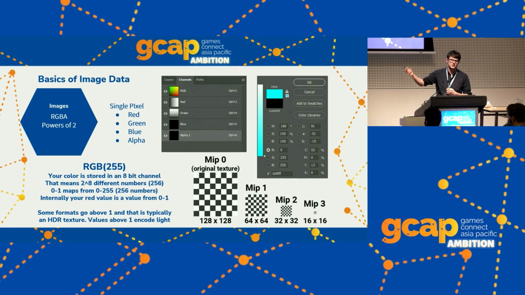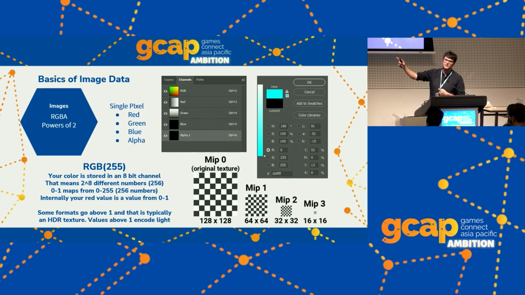So if you go RGB, each value is in 255. That's because the underlying data is an 8-bit fixed bit value, 8-bit channel. And that means that it can only store 256 values. So if you then map those values from 0 to 255, you have 256 discrete values. So that's why RGB exists like that.